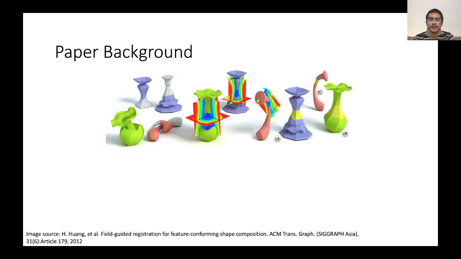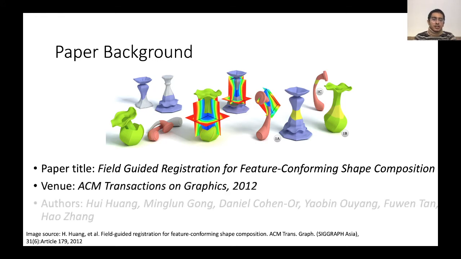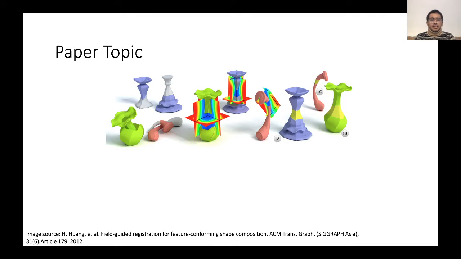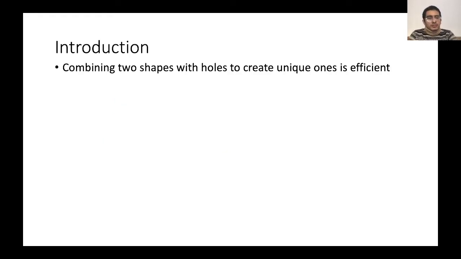So as for some background, the paper I'll be presenting is called Field-Guided Registration for Feature-Conforming Shape Composition, published by these authors over here. In general, the topic behind this paper is related to the problems with alignment and stitching of two different meshes together. So as for some introduction, why exactly would you try to align and stitch meshes with holes together?